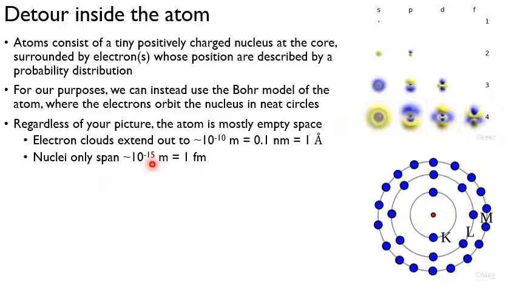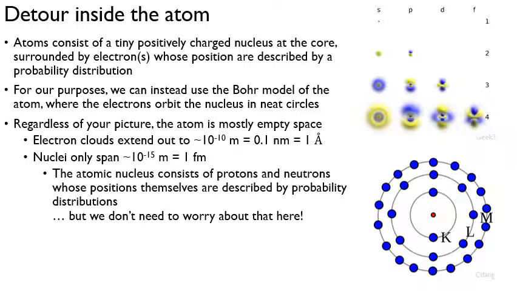So your atom's really mostly empty space. A lot of what we think of as an atom is this probabilistic electron cloud, and then the nucleus is just this little tiny dude at the center. The atomic nucleus itself is a group of protons and neutrons. Again, the positions here are actually described probabilistically, but we don't need to worry about that here.